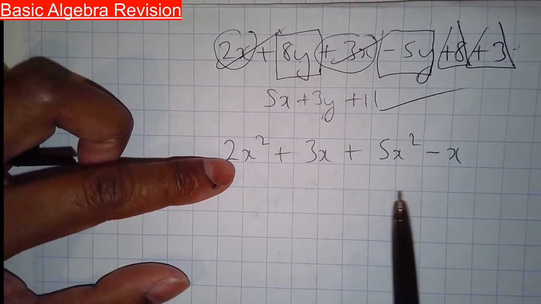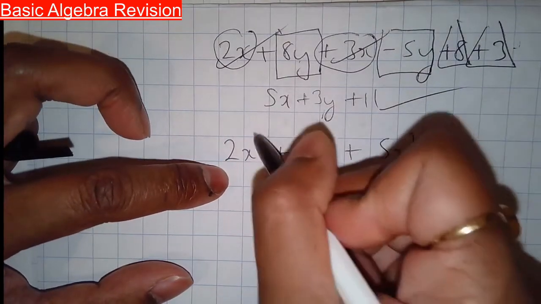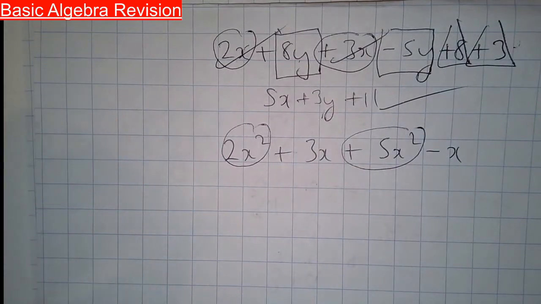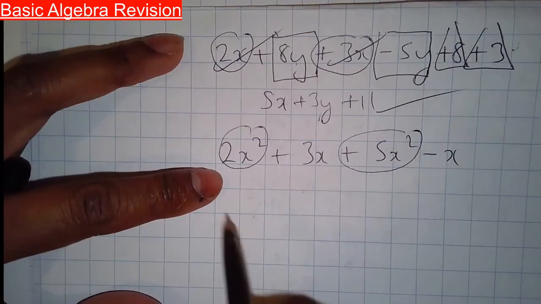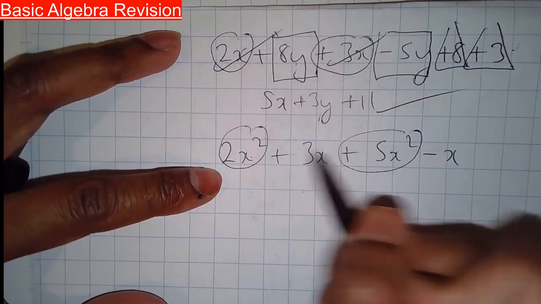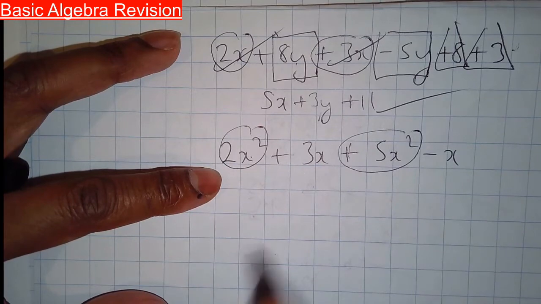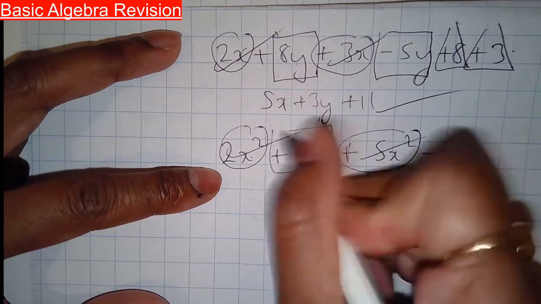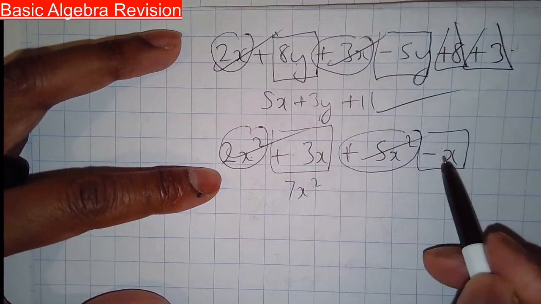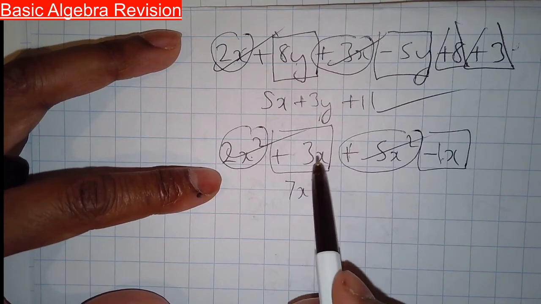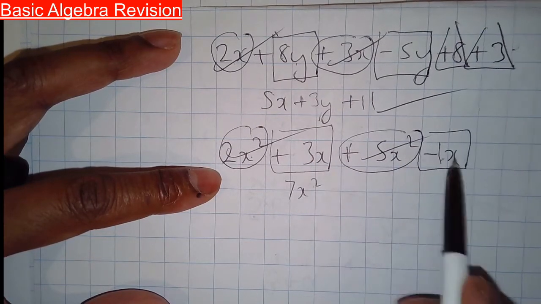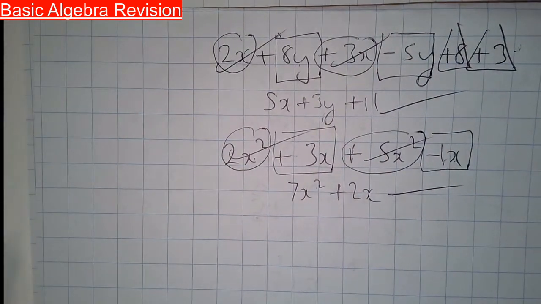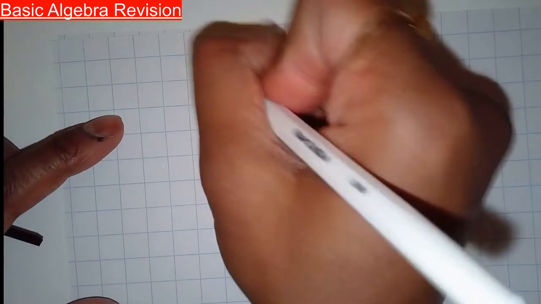Right, we've got two different families here. We've got the X squared family and we've got the X family. They almost sound the same, but there's a slight difference. So 2x squared add 5x squared is 7x squared. 3x minus 1x, you can imagine there's a 1 there. Now you've got the X family. 3x minus 1x is 2x. Simplified. That's been simplified now. Now I'm going to show you how to solve equations.